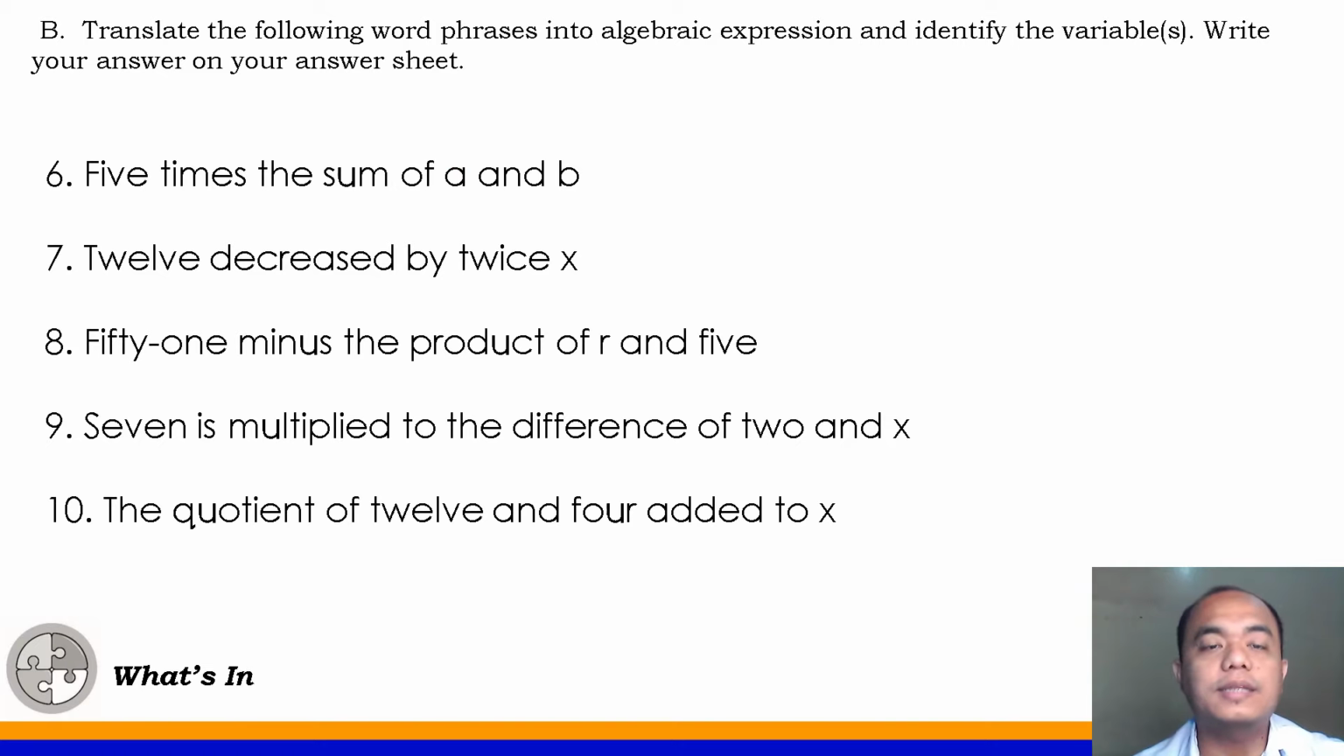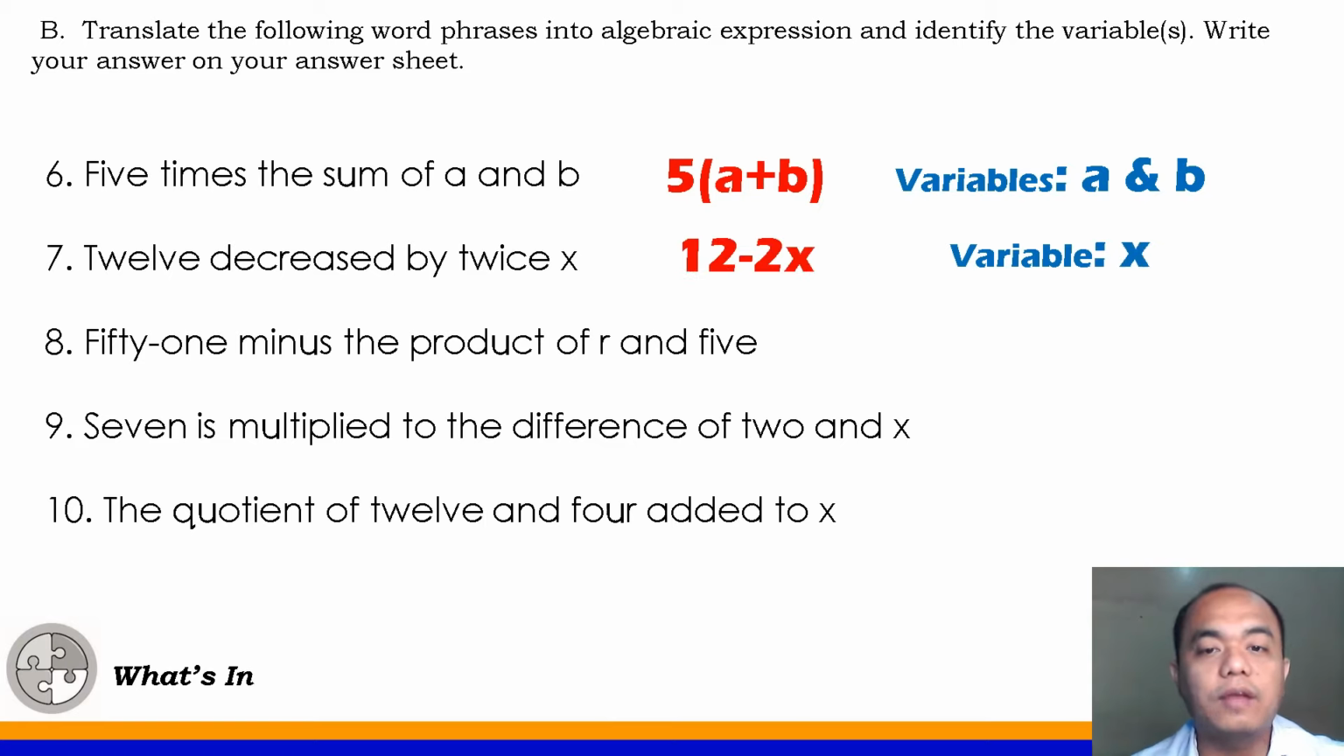Now, for letter B, translate the following word phrases into algebraic expression and identify the variable. Write your answer on your answer sheet. Number 6, the variables are A and B. And how do you translate that into symbol? Correct. The product, the sum of A and B. Number 7, it's 12 minus 2x and the variable is x. Number 8 is 51 minus 5r, and that's variable r.